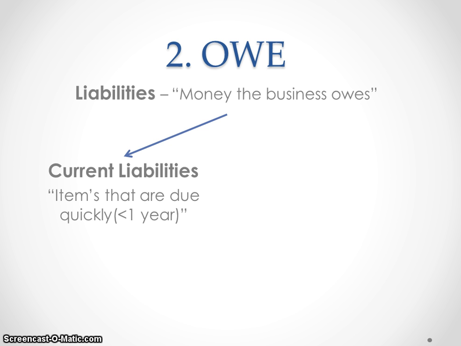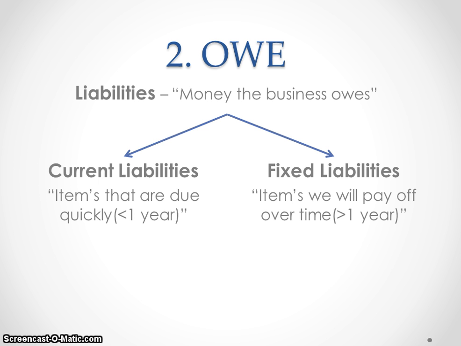The first being current. Again, look at those words, current, right now. Liabilities, money we owe. So our current liabilities are going to be monies that we owe quickly or right now, in less than a year. This would be where those monies that we owe suppliers would go.